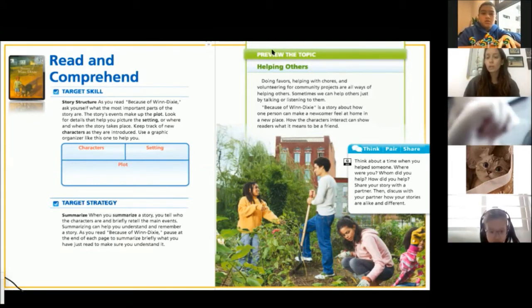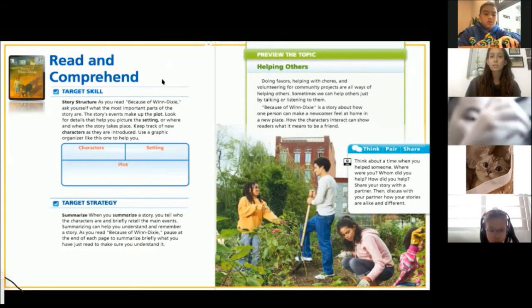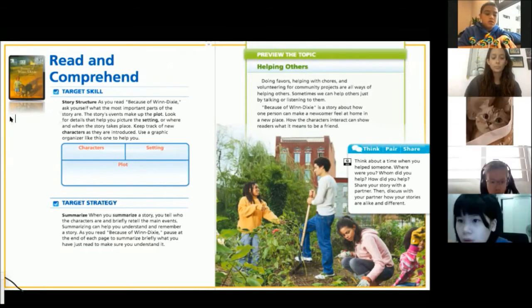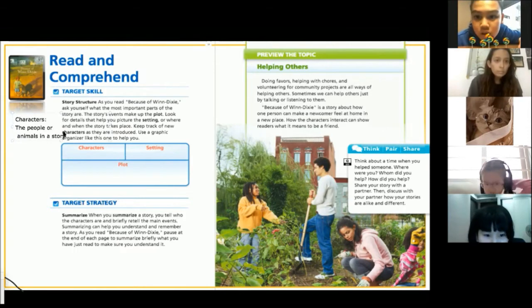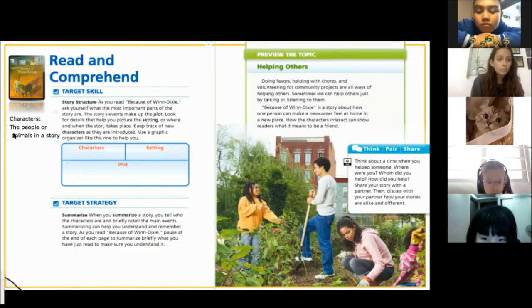So when we're talking about story structure, P, what do I mean when I say characters? The people and animals in the story. Mm-hmm. The people and animals in the story. Yep, good job. So characters are the people or animals in a story.